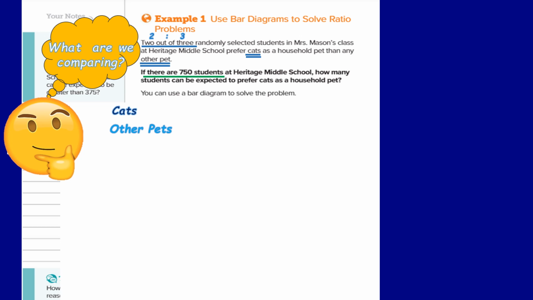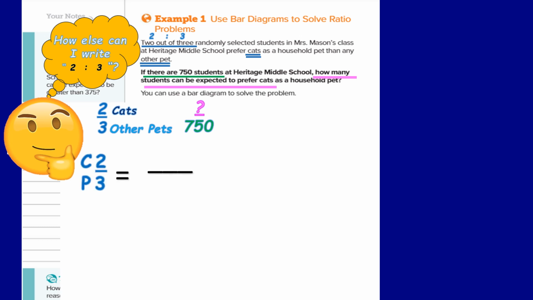And then I have to see the rest of the information. If there are 750 students, that is my total. So if I know that there are 750 total students, and I'm looking for how many students can be expected to prefer cats, then that's going to be my second numerator that I don't know. So I have to start with 2 to 3. So 2 prefer cats, 3 prefer other pets, and I have a total of 750 students.